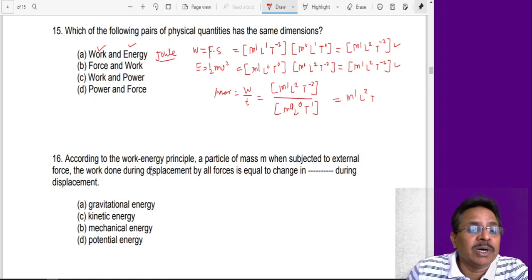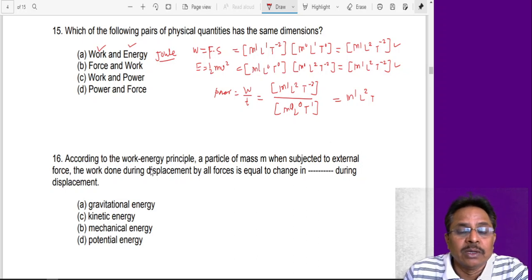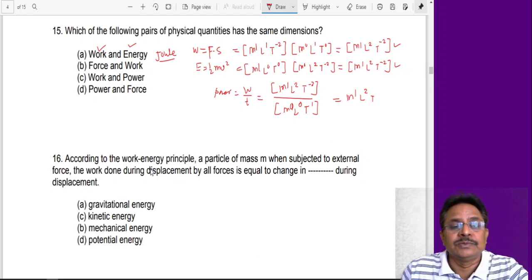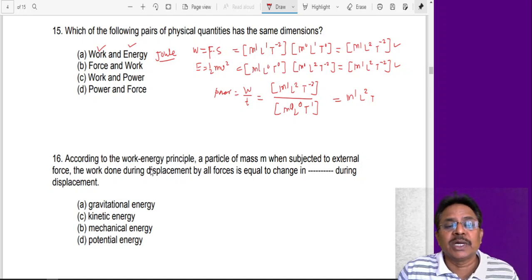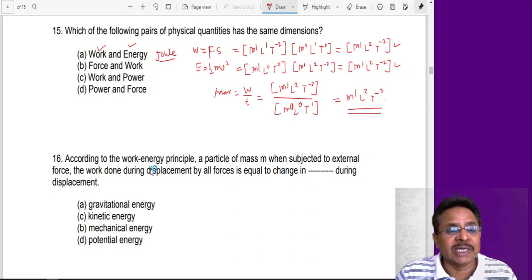Or what is power? Power is, I think, work per unit time, isn't it? Energy per unit time is said to be the power. Okay, so what are the dimensions of power? M raised to 1, L raised to 2, T raised to minus 3, is it correct? I'm doubtful about this. Okay, we'll check this later on, but this way we can calculate here.